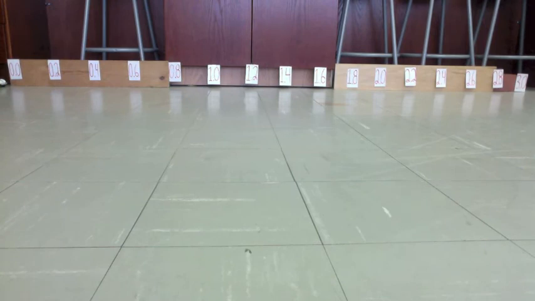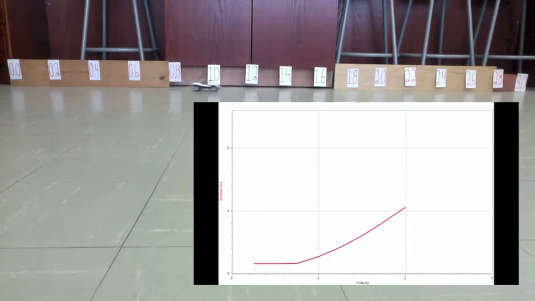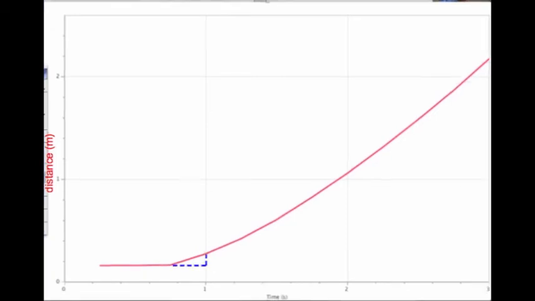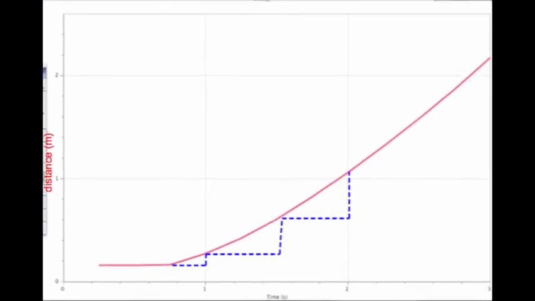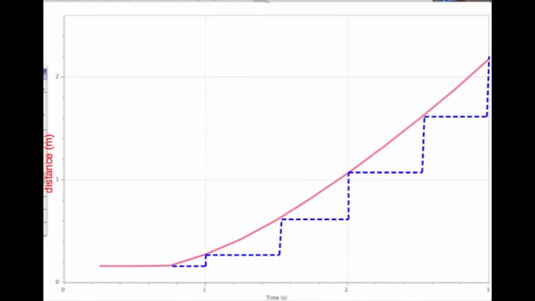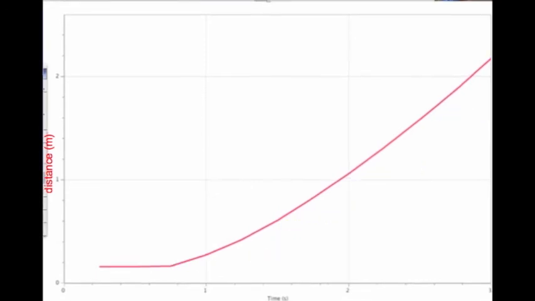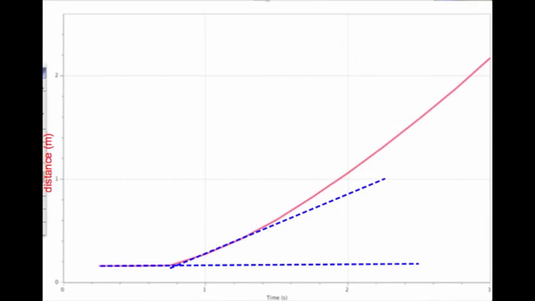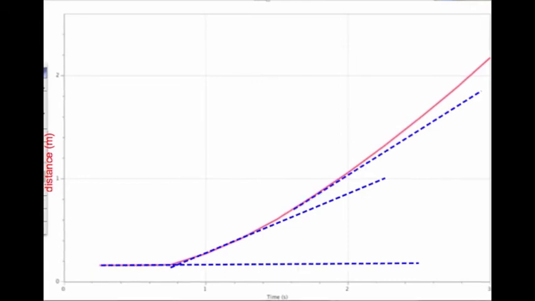Now we can use the motion detector to graph the small Jeep. This graph shows us that every half second, the car was covering more and more distance. This line is definitely not a straight line. By putting straight lines near it, we can see that it's sloping away. It's a curve going up to the right.